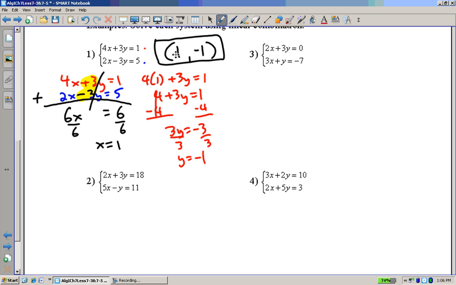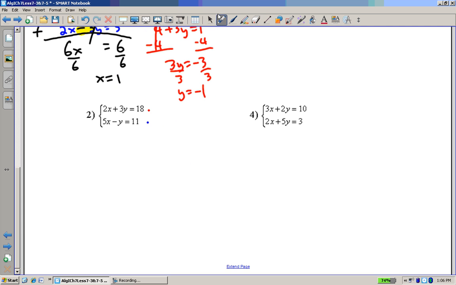Now, why did we get this? Well, x and y, if you plug those into both the red and the blue, will make both of them true at the same time, and that's what we call a solution to the system. Let's keep moving. If you feel comfortable enough, feel free to pause the video and try it on your own. Let's see how you did.